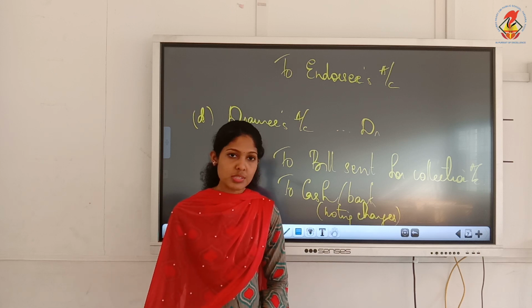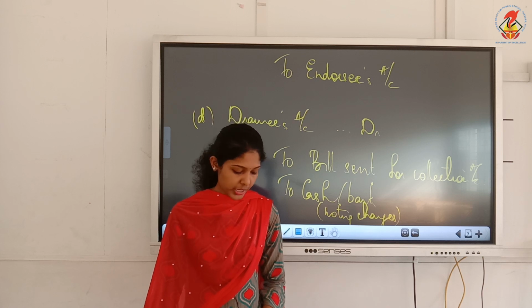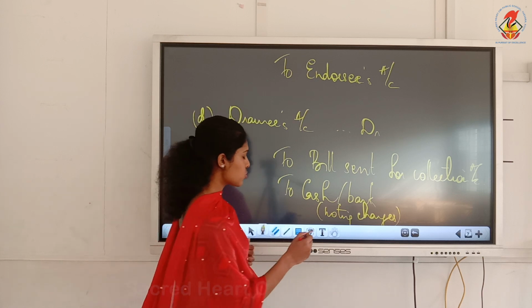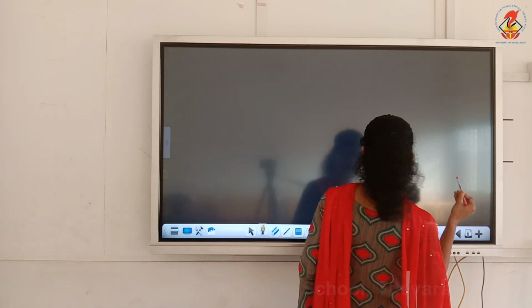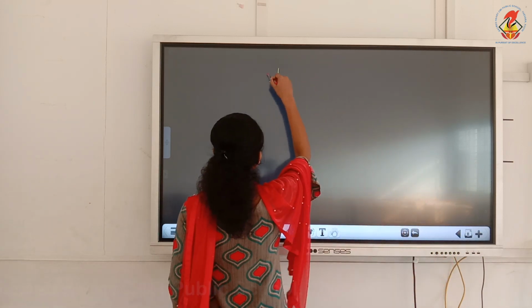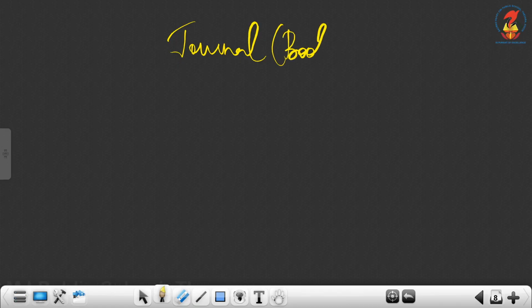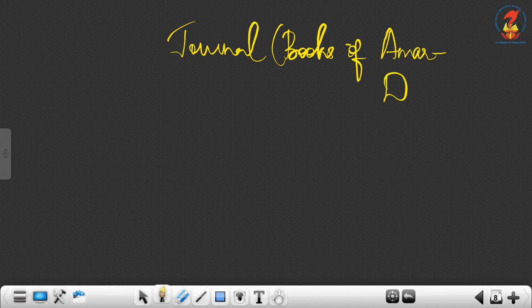Amar is selling goods, so Amar is called the drawer and Bhaskar will be termed as drawee. So first we will draw in the books of Amar. So you write journal, books of Amar, that is drawer.